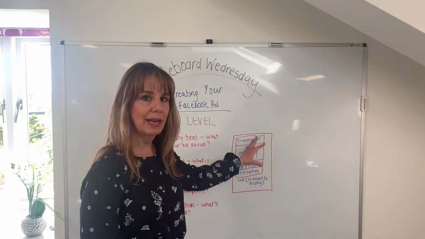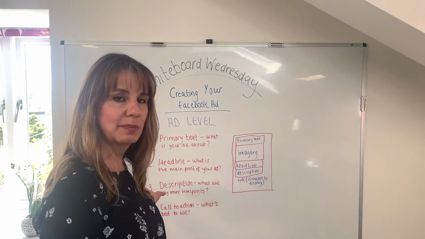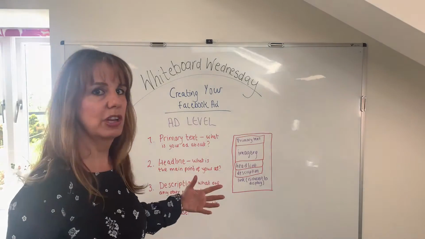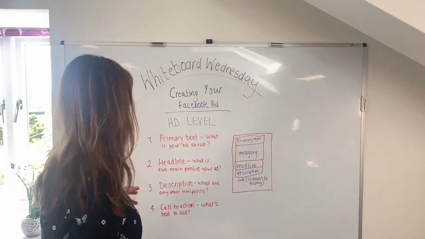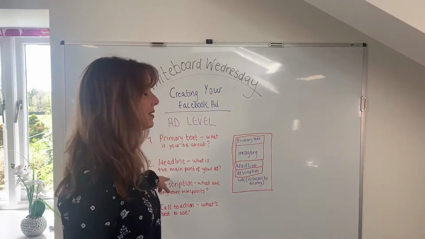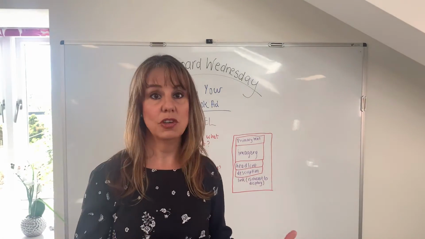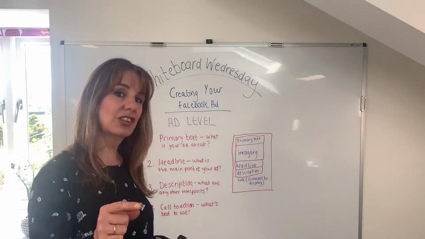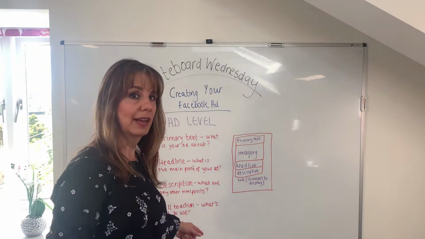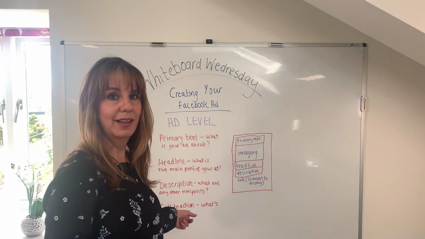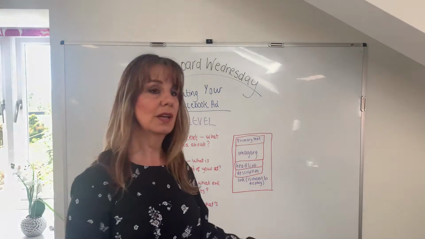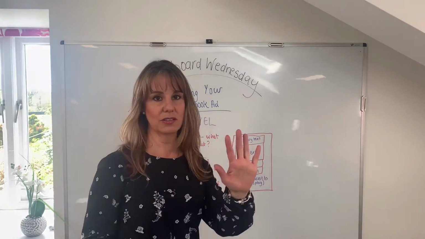The lovely Tilly has drawn me a nice picture here. You may not be able to read her writing, but it's actually better than mine, so we're going to stick with it. So number 1 is primary text, so it's what is your ad about, what you're going to grab people with. The headline is the main point of your ad, so think of this as kind of body copy and then the headline itself, like in a newspaper. And then the description, which is actually optional, which tells people why you're going to click on the link. So not quite what Tilly's actually put there. It's the reason to click on your link. And then the call to action, what is the best to use? You've forgotten the actual image as well, so there's 5 things altogether.